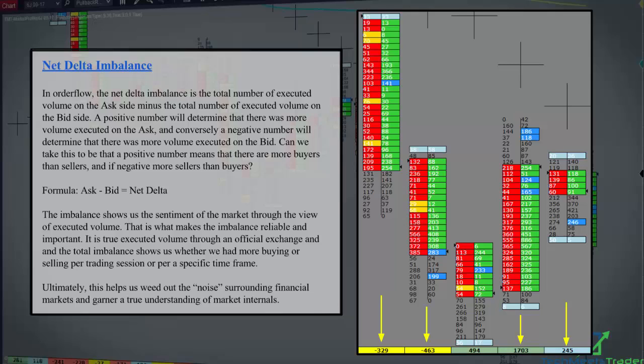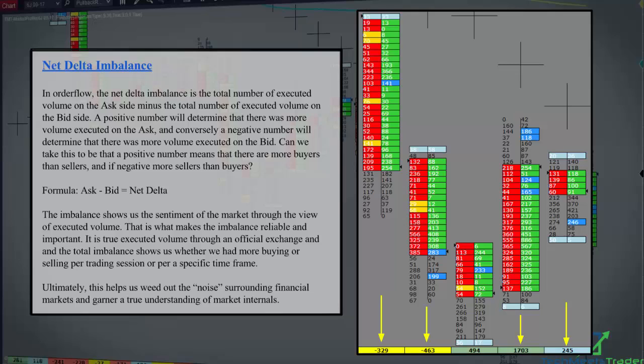The imbalance shows us the sentiment of the market through the view of executed volume. This is what makes the imbalance reliable and important. It is true executed volume through an official exchange, and the total imbalance shows us whether we had more buying or more selling per trading session or per specific time frame. Ultimately, this helps us weed out the noise surrounding financial markets and garner a true understanding of market internals.